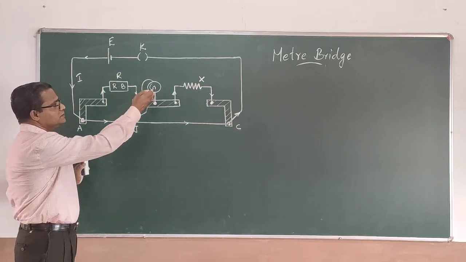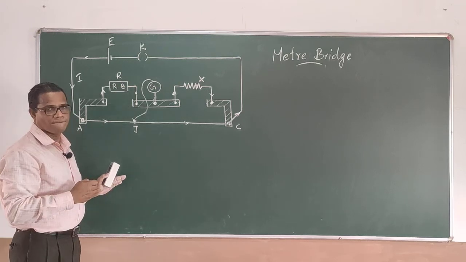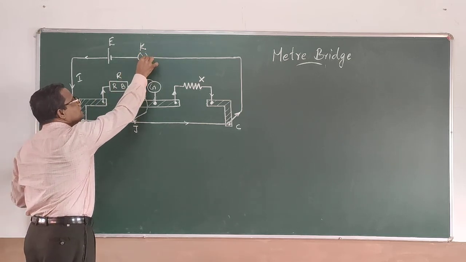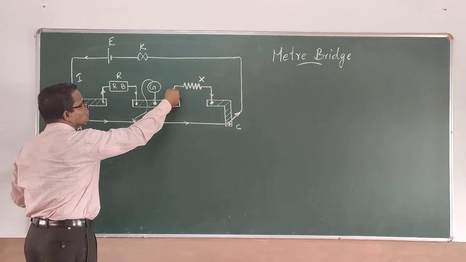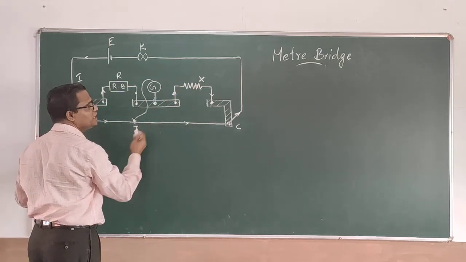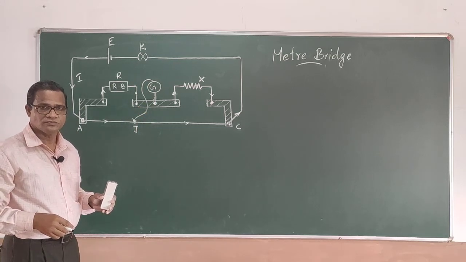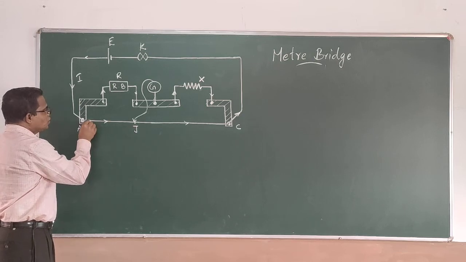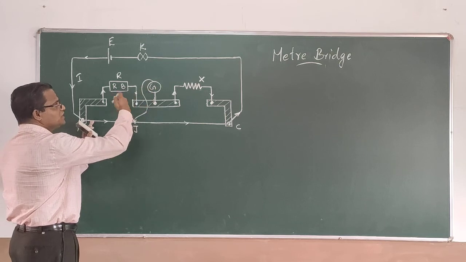Now, how to find this unknown resistance using this one? For that, we introduce the key over here so that the current starts flowing through this. One part through this way, another part through this way, and some of them will be flowing through the galvanometer also. And after that, we place the jockey at this point close to A, so that the galvanometer shows deflection on one side.